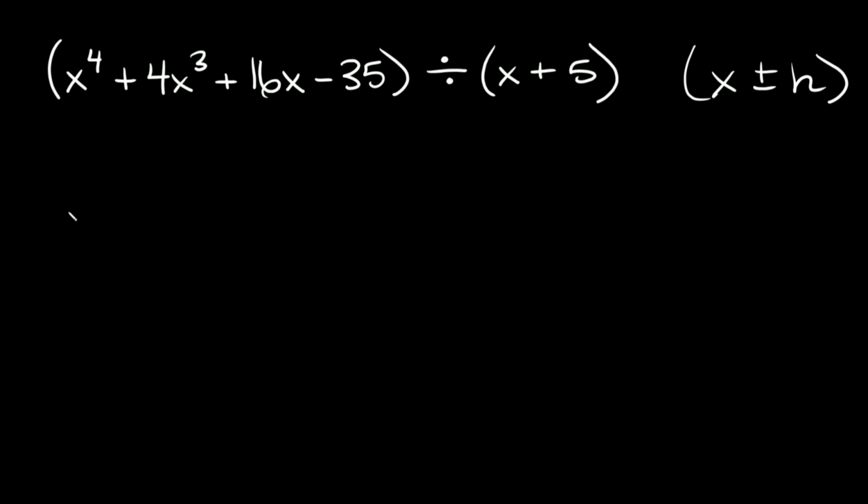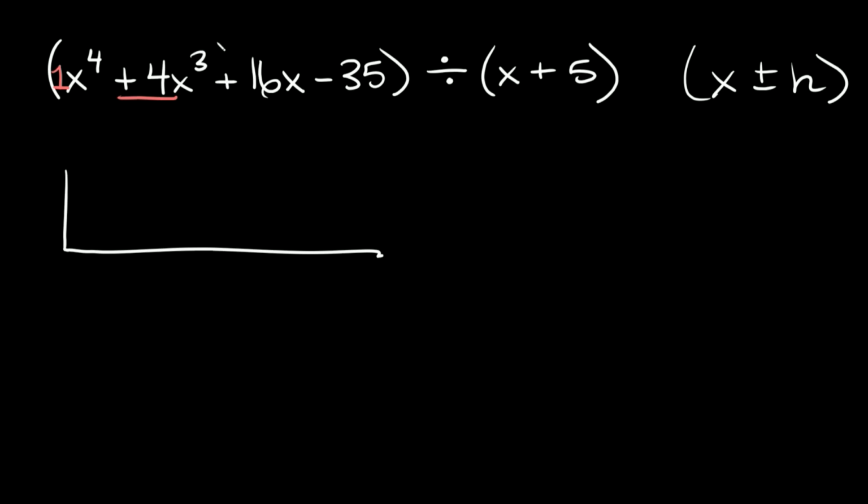So the first thing we want to do is just list our coefficients in our big upside down division symbol, and that's going to go in our first row. So for x to the fourth, we have a 1. For x cubed, we have a positive 4. Here you can see we don't have an x squared term. We basically skip over it, but we do need to include it.